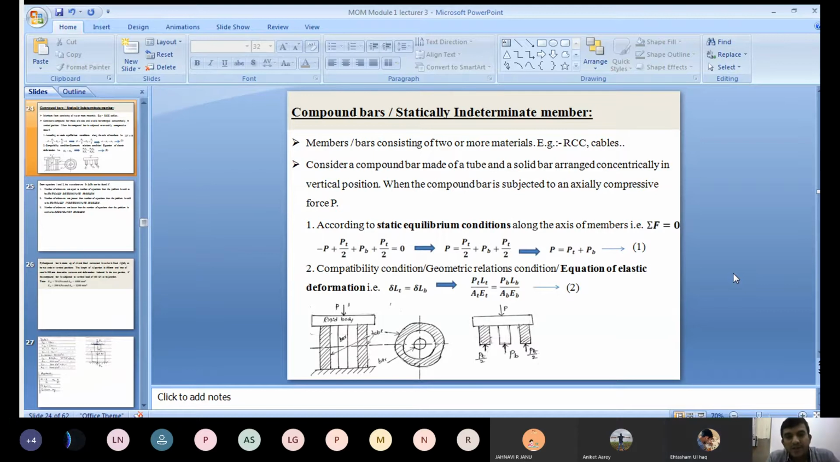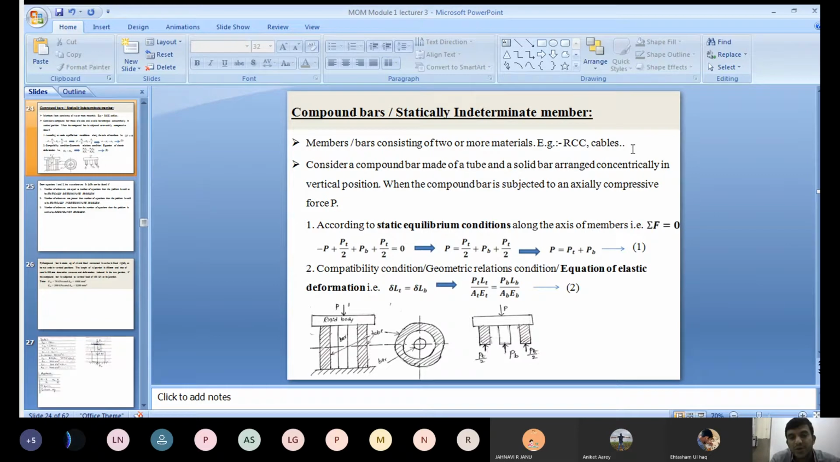Last class we discussed compound bars, or statically indeterminate members. When we say it's a compound bar, it means the bar is made up of two or more materials and carries only axial loads. Such a member, made up of two or more materials subject to axial loads, is called a compound bar. Examples given here are RCC, cables, and electrical wires.